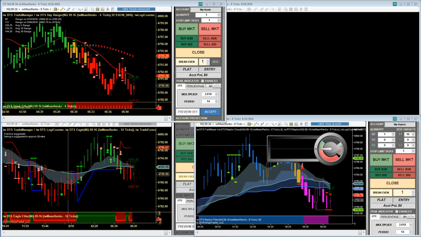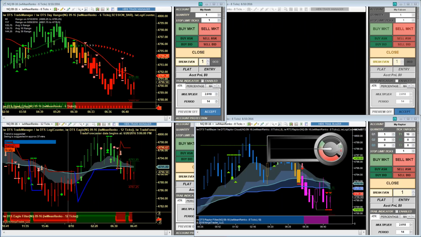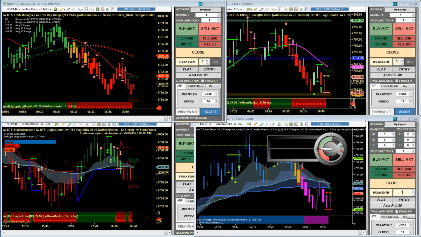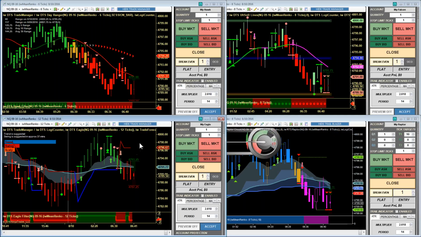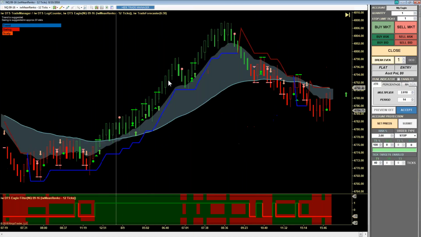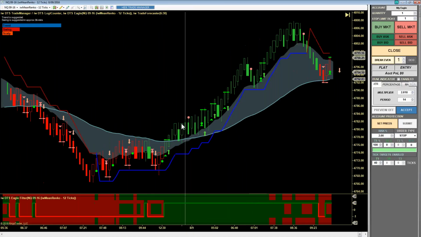We didn't think of that when we actually designed it. We thought it looked kind of cool, but no, it's not an Ichimoku cloud. It's a trading band that we use for our directional bias. So here on the Eagle, when the band is flipped this way, we're more bullish. We're looking for buy signals.